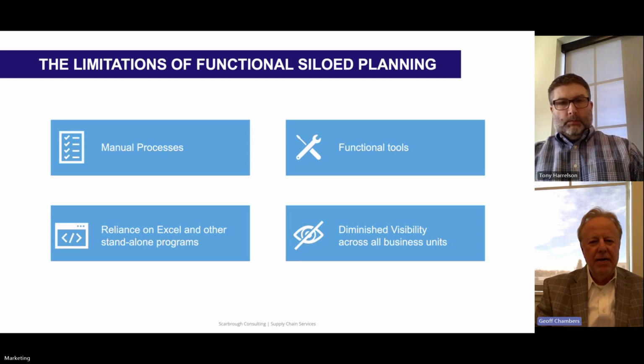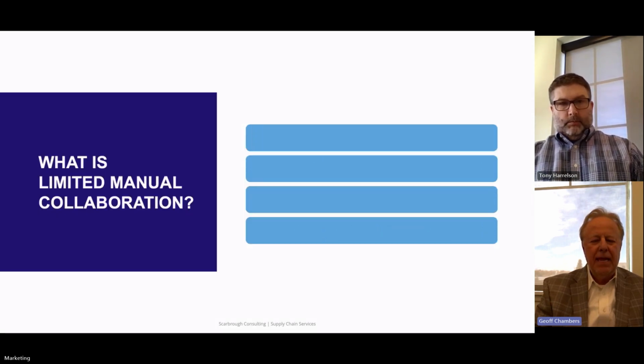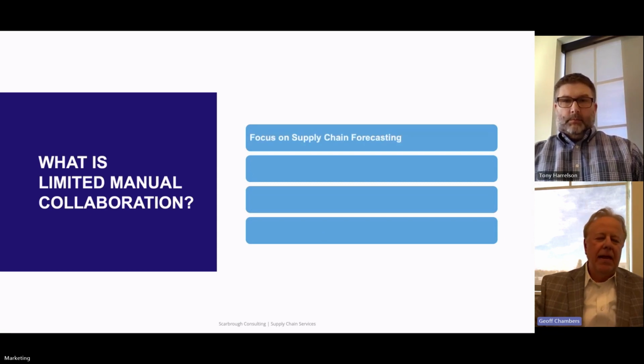So let's go on to the next slide, which the first step is limited manual collaboration. And what I might add to this dimension is, you can have a combination of the 4 out of 5 of these supply chain models. And what we're trying to do is empower you to see the importance of having a holistic and integrated business plan across all your business units.